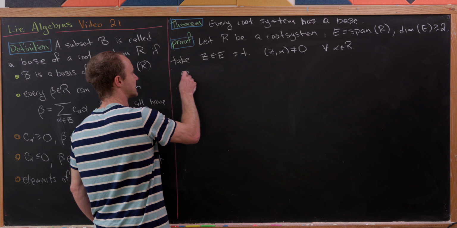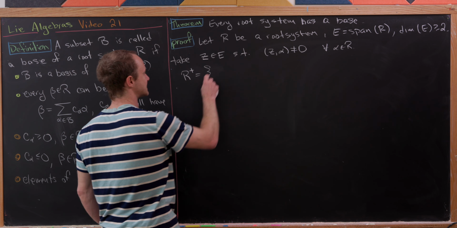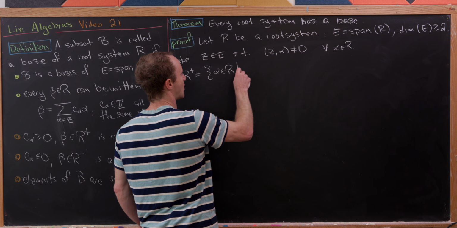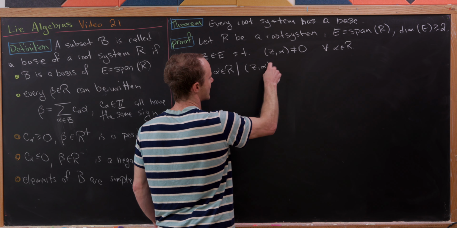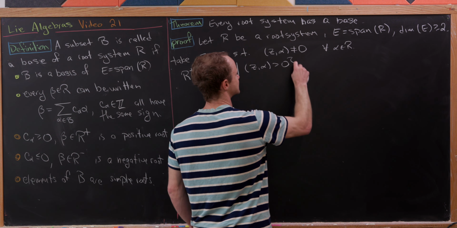And now we'd like to define this thing that's called R plus, and that's going to be all alpha in R where, if you take the inner product with Z, you don't get something that's non-zero, you get something that's positive.